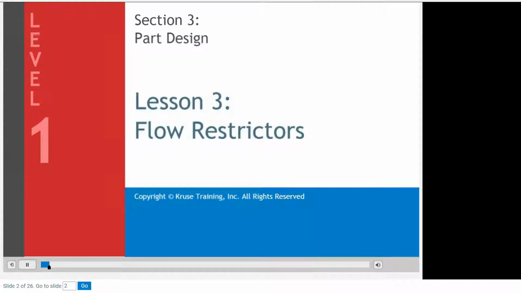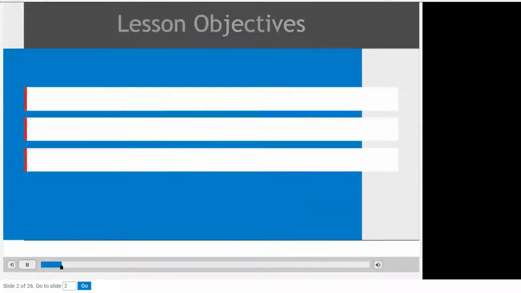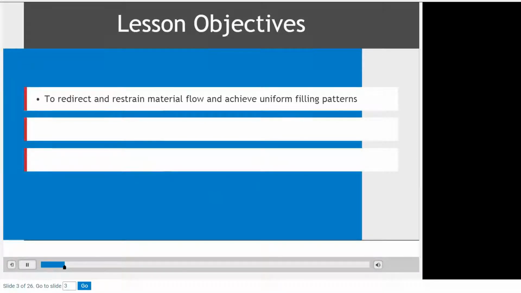Designing parts with nominal wall thickness is ideal, yet not always possible. In the previous lesson, you learned that flow leaders, or internal runners, can be used as a design feature to achieve uniform filling and packing. In this lesson, we will introduce flow restrictors, another design feature that serves a similar purpose. You will learn that flow restrictors can be used to redirect and restrain material flow and achieve uniform filling patterns, can avoid air entrapment issues, and influence flow hesitation and racetrack effects.